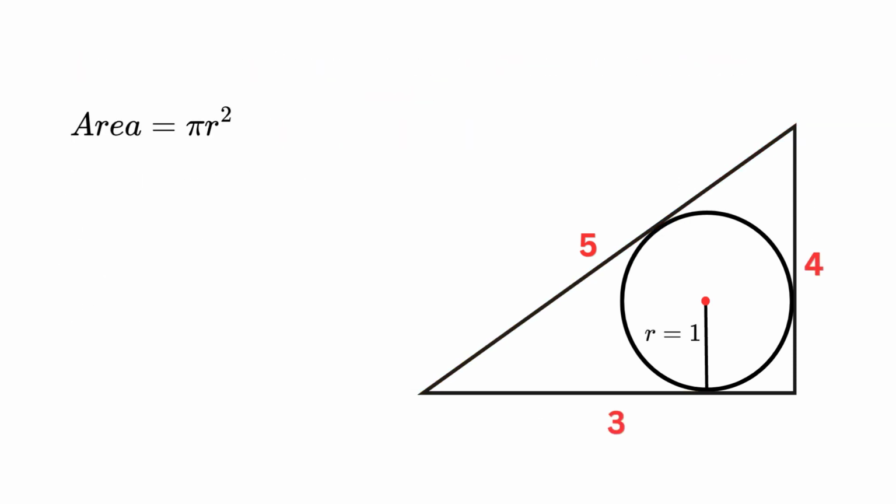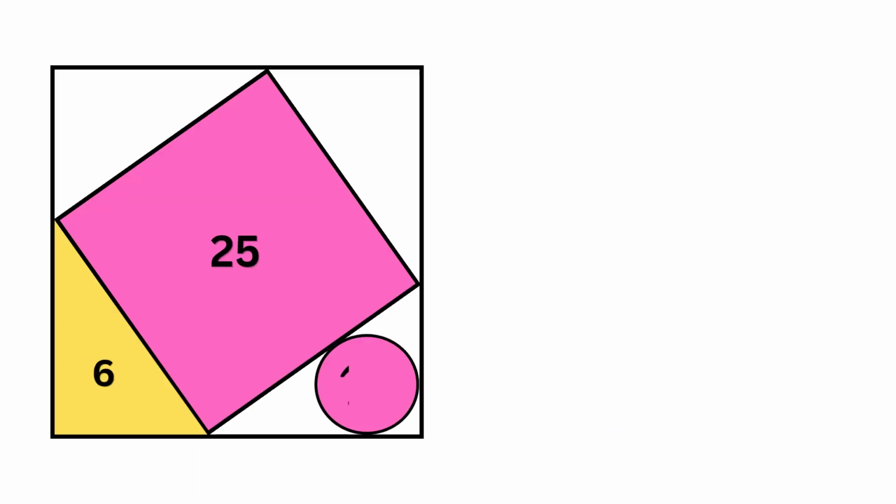So the area of the circle is pi r squared. Put r equals 1 and it becomes pi. So the area of the circle is pi. And that is our required result.